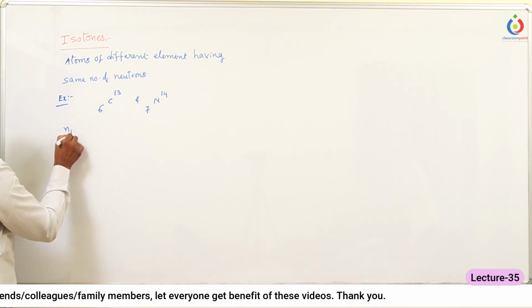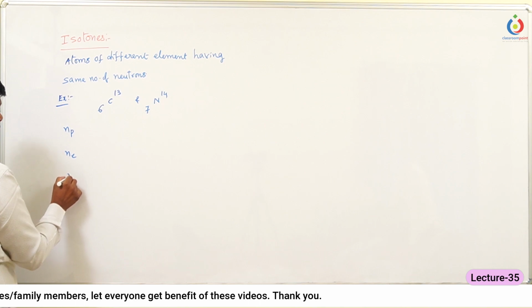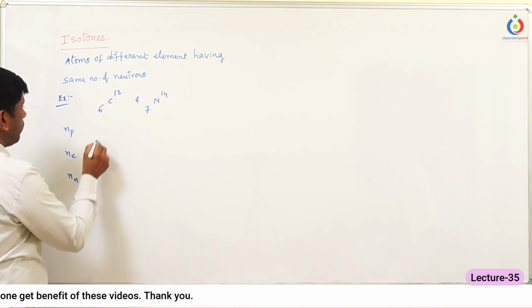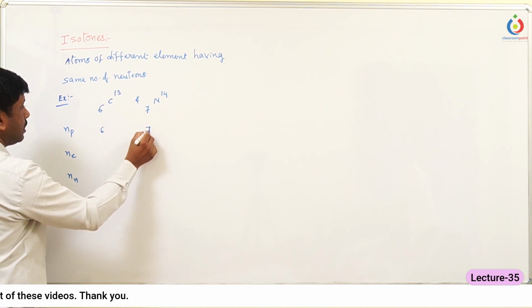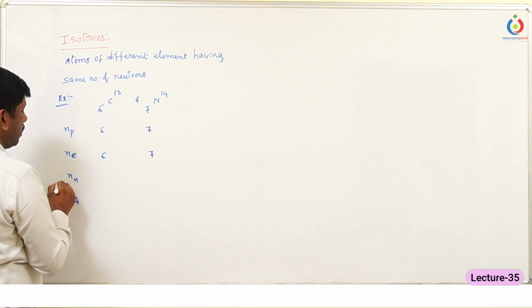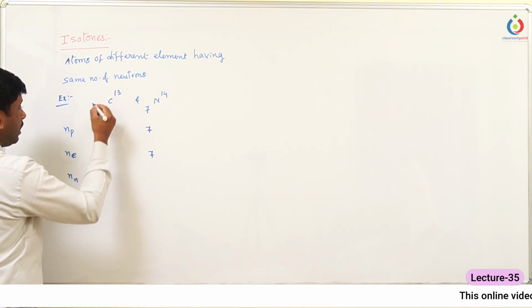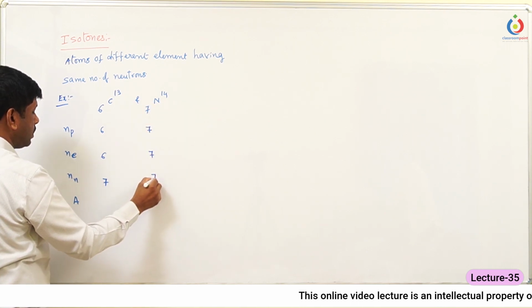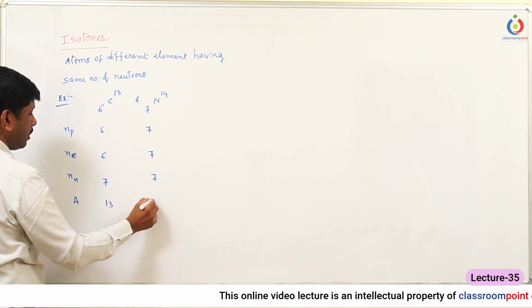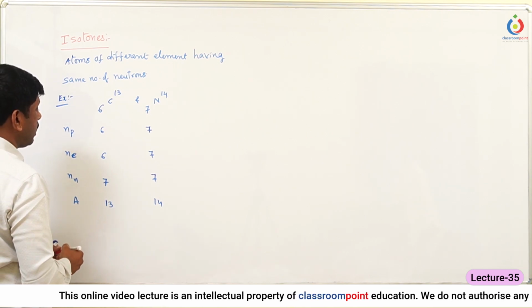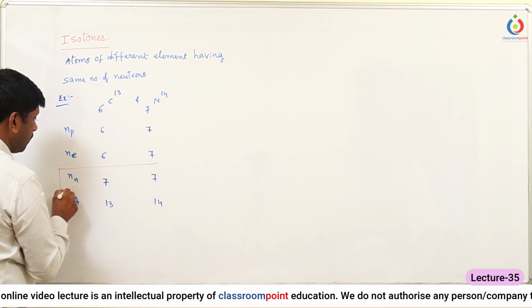So let's write down number of protons, number of electrons, number of neutrons and mass number. Number of protons 6, here it is 7. Number of electrons also 6, here 7. Number of neutrons, 13 minus 6 is equal to 7. 14 minus 7 is equal to 7. Mass number is 13. Here it is equal to 14. So here these atoms are having only the same number of neutrons.